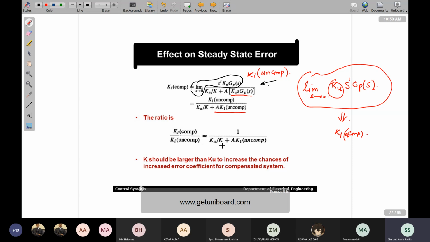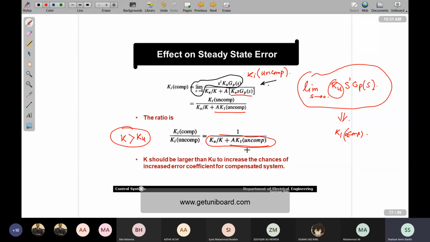अगर मुझे एरर कोएफिशिएंट्स इम्प्रूव करना है तो मुझे ये रेशियो ग्रेटर देन 1 चाहिए, और इस केस में जो आपके सामने एक्सप्रेशन मौजूद है, दिस मे बी लार्जर और स्मॉलर देन फॉर अनकॉम्पनसेटेड सिस्टम, यानी कि कॉम्पनसेटेड सिस्टम का error coefficient can be larger or smaller than for the uncompensated system, and that is depending on this denominator. But if we want to increase the chances of increased error coefficients of the compensated system, we must have K greater than Ku. यानी अगर हम सिर्फ चांसेस ही इंक्रीज करना चाह रहे हैं तो K अगर Ku से ज्यादा होगा तो कम से कम ये डिनोमिनेटर का पोर्शन लेस हो जाएगा.